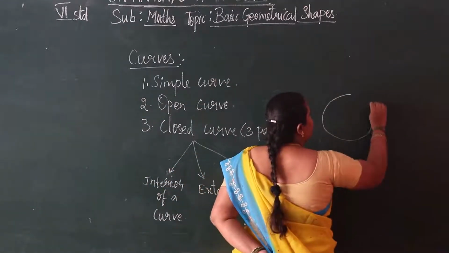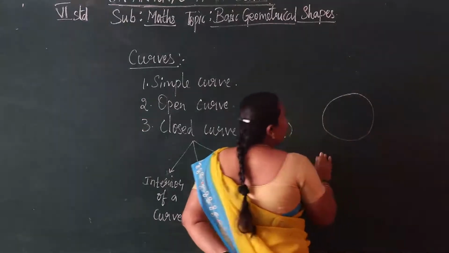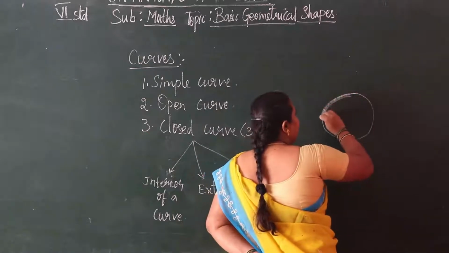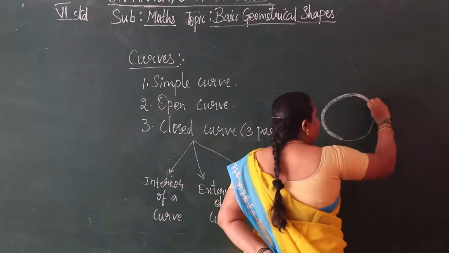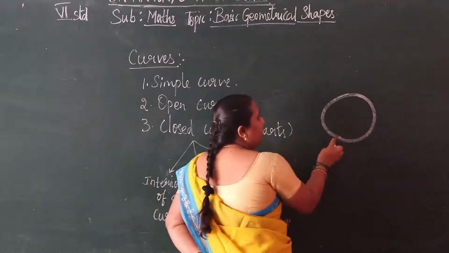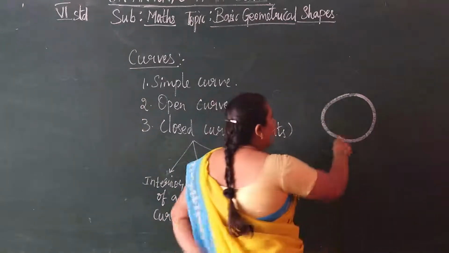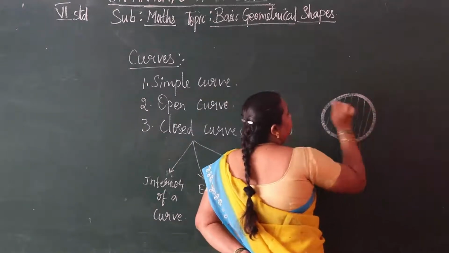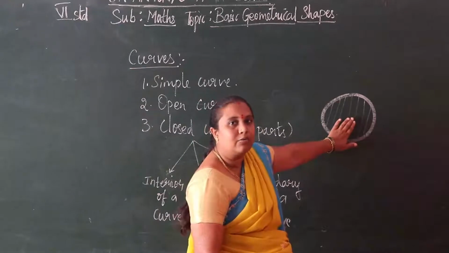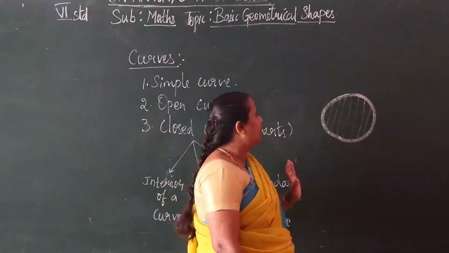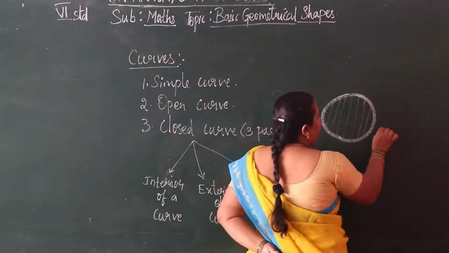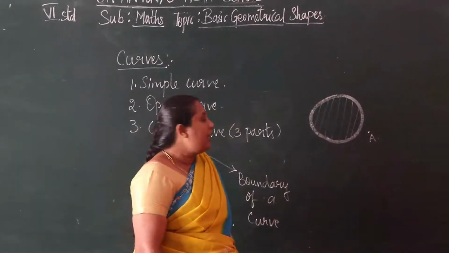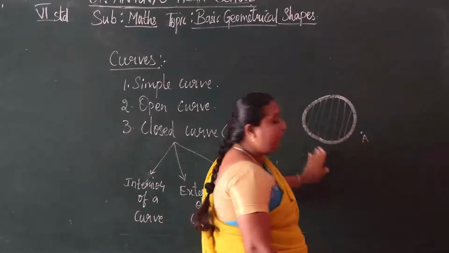See, this is a closed curve. In this closed curve, we have the interior. Inside this boundary, see this one, this is the interior of the curve. And outside, see, a point A is in the exterior of the curved line. See here, this is the exterior part of the curve.